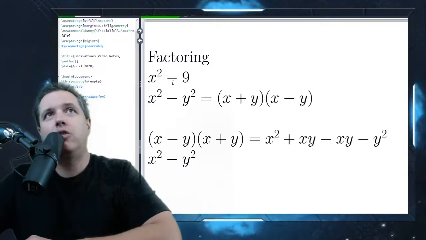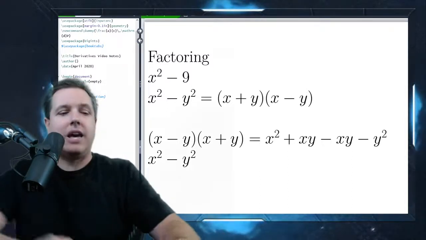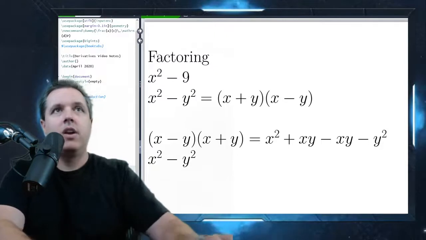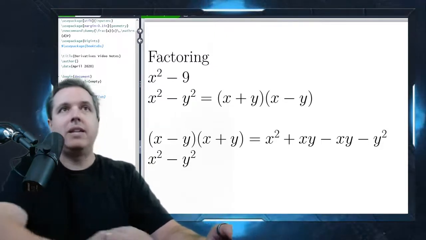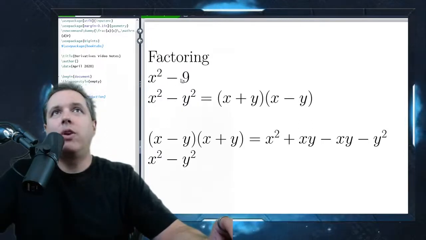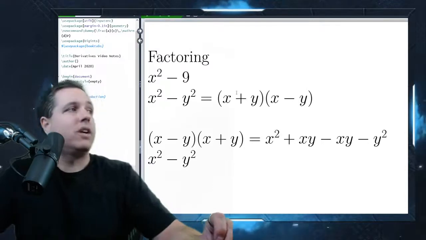Well, they come from what you square to get the pieces in your problem, right? X is what you square to get x squared. Y is what you square to get y squared. So what do I square to get x squared? Well, it's x. So it's going to be x plus, x minus. And then what do I square to get 9? The answer, of course, is 3.